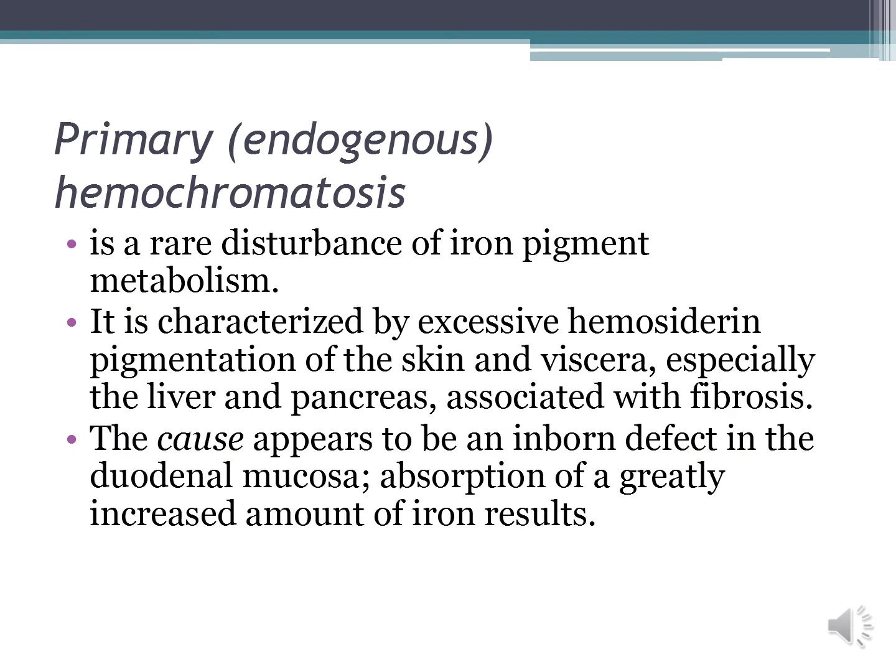Primary or endogenous hemochromatosis is a rare disturbance of iron pigment metabolism. It is characterized by excessive hemosiderin pigmentation of the skin and viscera, especially the liver and pancreas, associated with fibrosis. The cause of such pathology appears to be an inborn defect in the duodenal mucosa. Absorption of a greatly increased amount of iron results in such pathology.